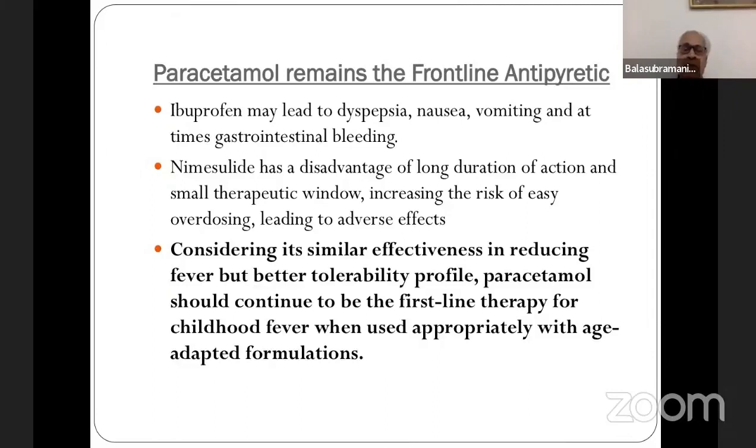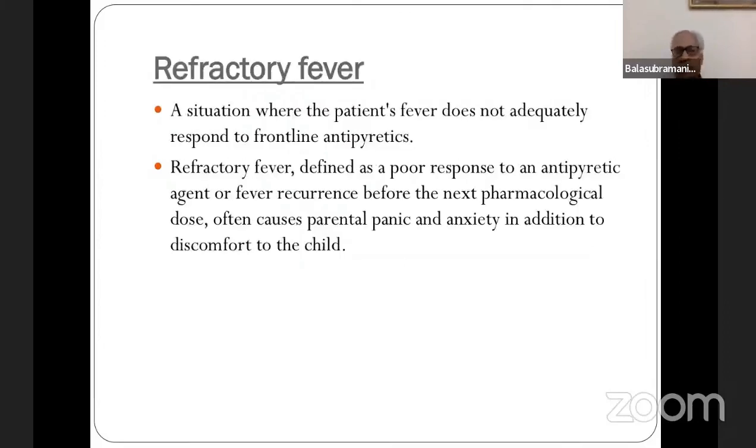Nimesulide, which was once available for use, has been banned and withdrawn because of the notorious side effects on the kidney and the GI tract. Because of all this, paracetamol is the number one antipyretic. It is preferred over NSAIDs.